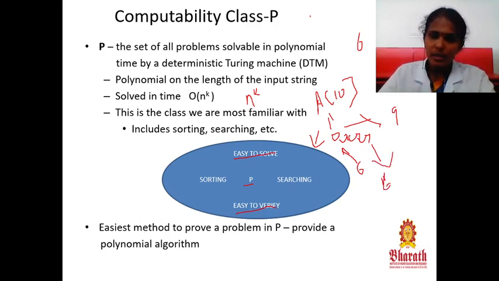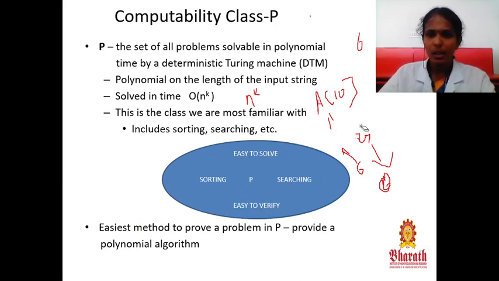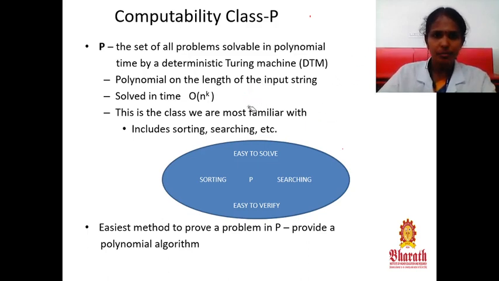Okay, so it is easy to solve and I can check whether the output is correct, that is whether I am getting the same value in the array or not. So I can easily solve and I can easily verify. Similarly sorting, I can arrange the elements in ascending or descending order easily, and also I can check whether it is arranged or not. Okay, so such type of problems come under P class, easy to solve and easy to verify. The examples for polynomial algorithms are sorting and searching.